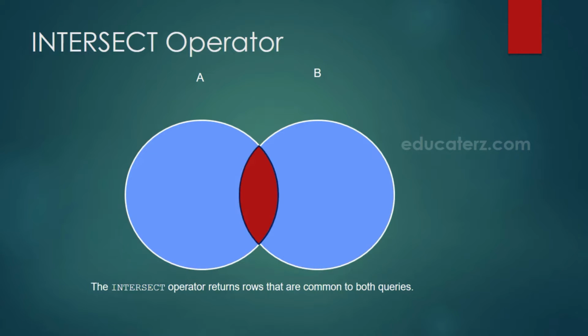Intersect operator. This operator returns rows that are common to both queries. Here we have two queries A and B, and A intersect B returns the common records or the common rows to both queries.